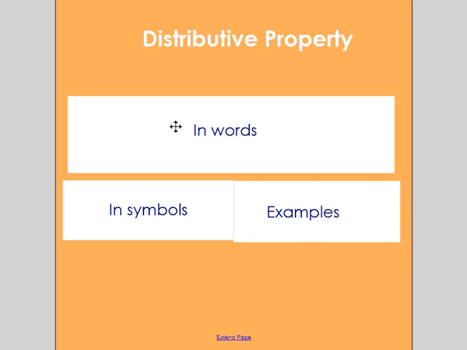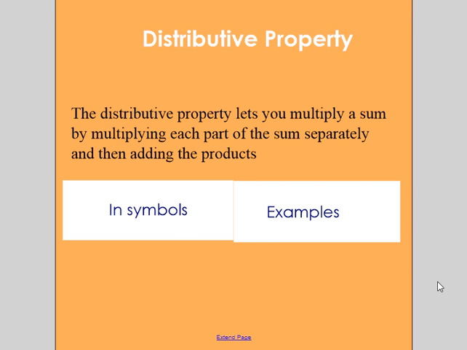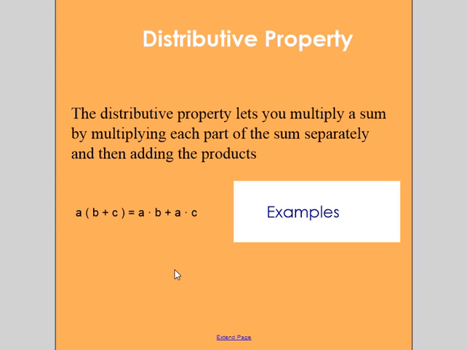Last, and probably the absolute most important, distributive property. The distributive property lets you multiply a sum, that's an addition problem, by multiplying each part of the sum separately and then adding the products. What is that? Math speak is crazy.